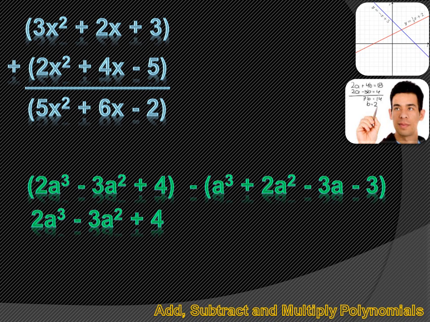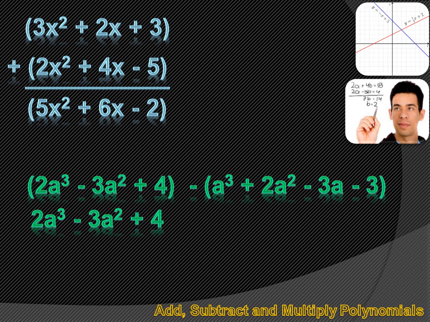But my second polynomial is being subtracted. And I'm not just subtracting the first term of this polynomial. I'm not just subtracting a cubed. I've got to subtract a cubed. I've got to subtract plus 2a squared. I've got to subtract minus 3a. And I've got to subtract 3.